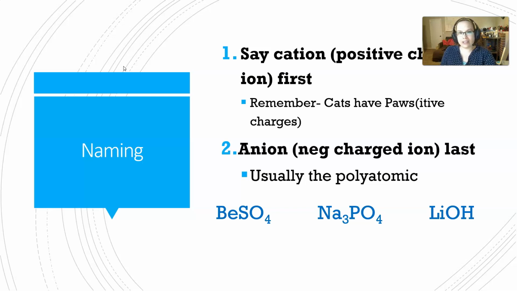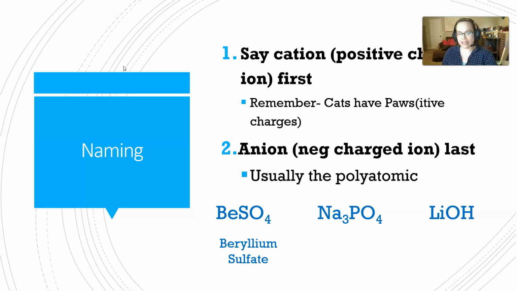If you look on the list, you'll see that SO4 is going to be the polyatomic named sulfate. So the first element is going to be beryllium, and then you're going to say the polyatomic, which is sulfate. So the name of that molecule is beryllium sulfate.